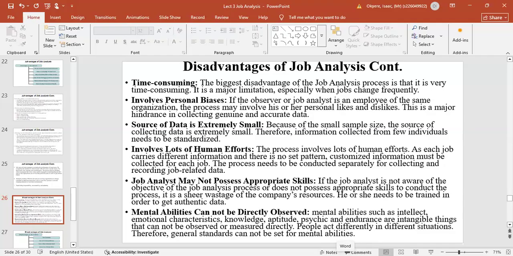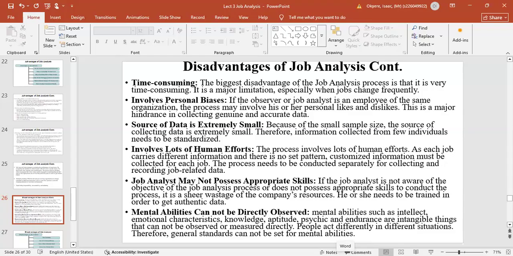Three, job analysis has small sources of data, because when you are going to conduct job analysis, you don't have a lot of places to take the data. It's either the employees or secondary information from online. Apart from that, that is all.